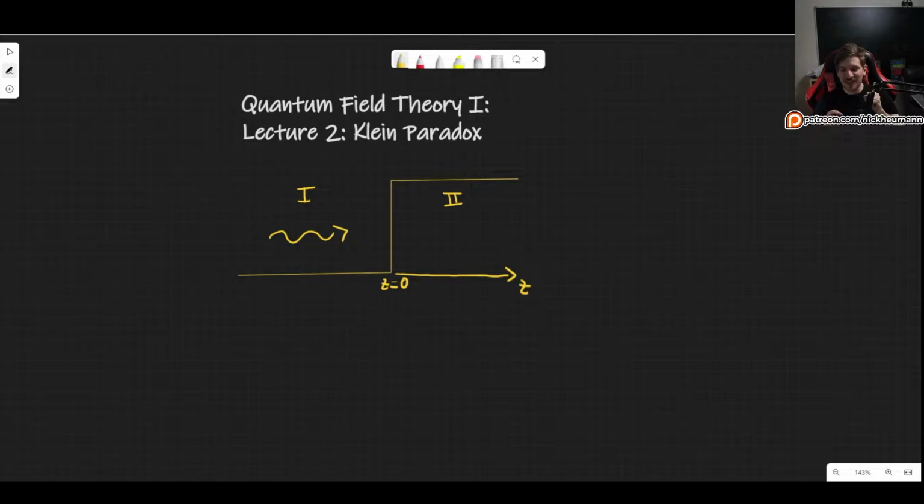Welcome to the second lecture in quantum field theory. This time we will begin discussing the Klein Paradox. The Klein Paradox is very interesting because it will show us some further problems with the Klein-Gordon equation, but also give us some interesting hints as to where this entire thing is going.